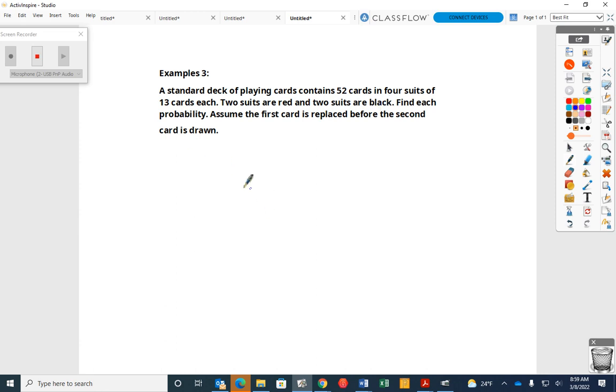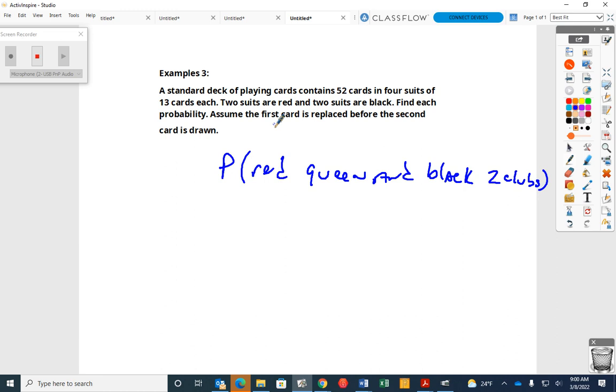Let's say the probability of a red queen and a black 2 of clubs. Now, there is a really important word here. Actually, a really, really important 2 words. Can anybody identify the really, really important 2 words here? Red and black? That's one. Well, that is important too, but not what I'm looking for.